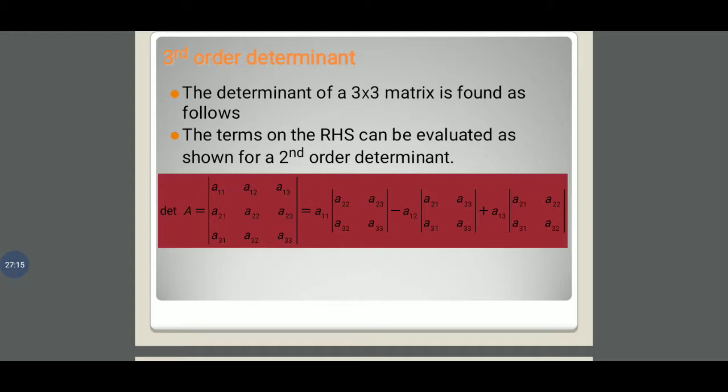Deleting the first row and third column, we get A21, A22, A31, A32. We know how to solve a 2 by 2 determinant: just cross multiply and subtract, and we get the value of the determinant. After solving, we again get a value.